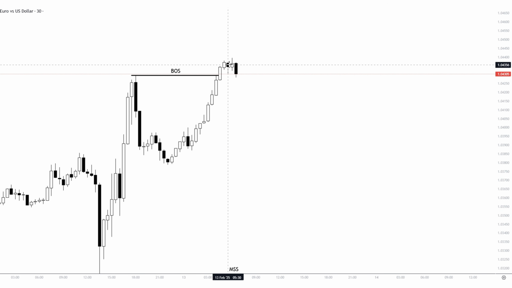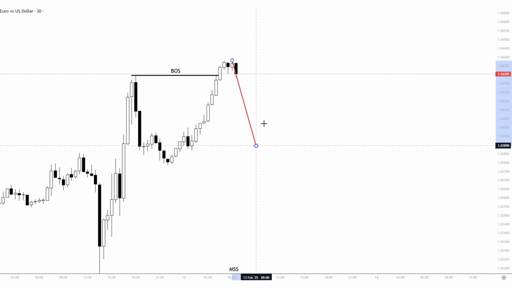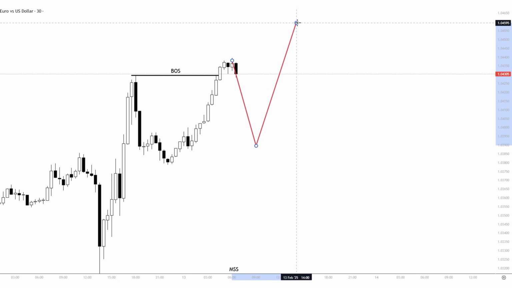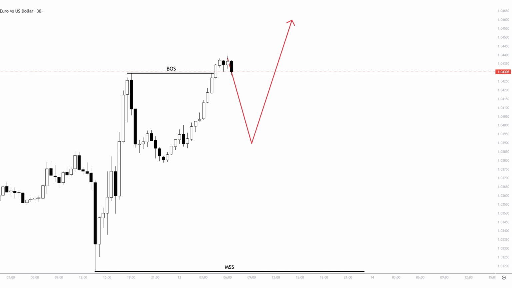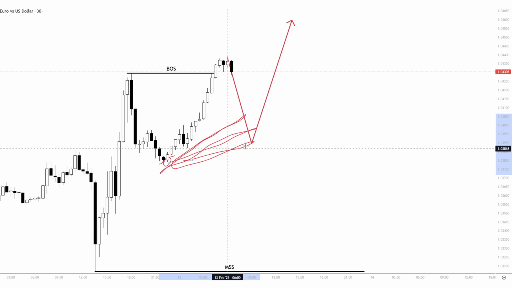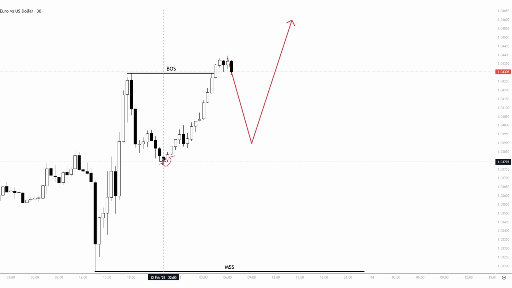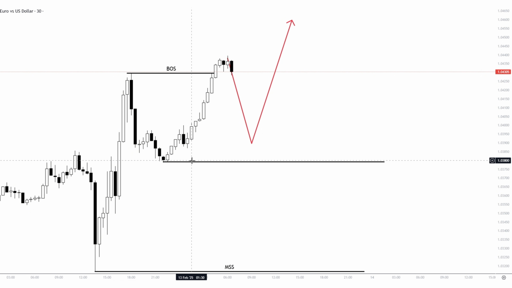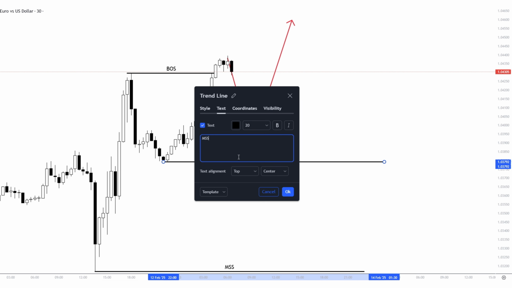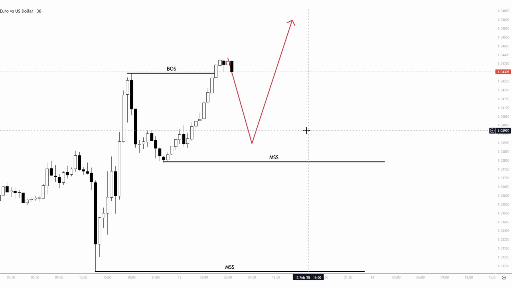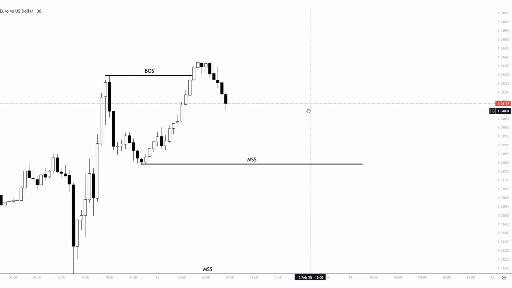In uptrends, what we expect is a pullback that is followed by an upwards push that breaks the last high. Now we don't actually know where the end of the pullback will be, but we know that if the uptrend would respect, the market will form a higher low. So in other words, it should not break below these lows. And if it does break, that is a market structure shift that would allow us to look for a sell setup.